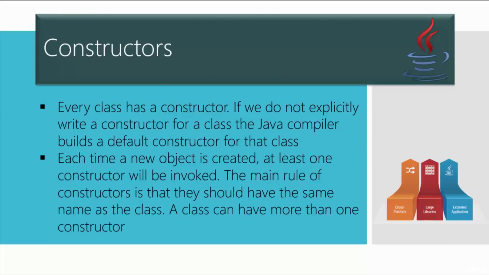Next, the concept of constructors. So every class has a constructor. If we do not explicitly write a constructor for a class, the Java compiler builds a default constructor. Each time a new object is created, for example, at least one constructor will be invoked. The main rule here is to remember that constructors should have the same name as the class. A class can have more than one constructor if you choose to do so. But importantly, the main rule is that you have to have the same name.